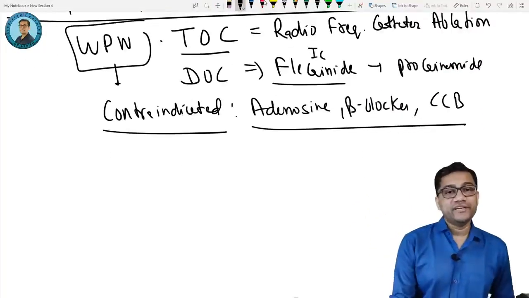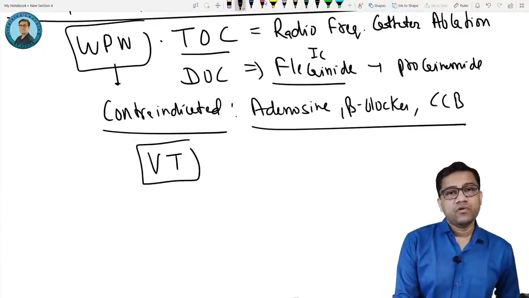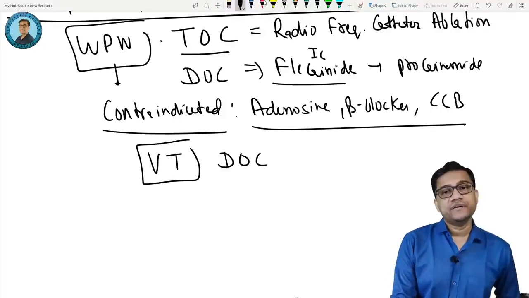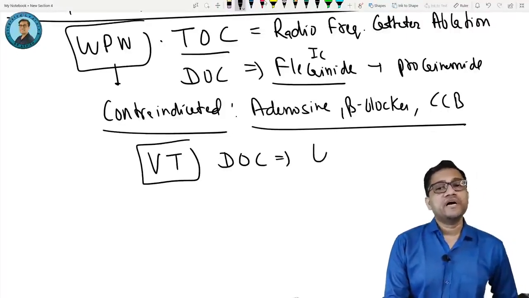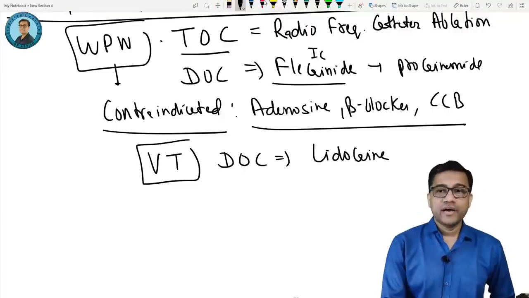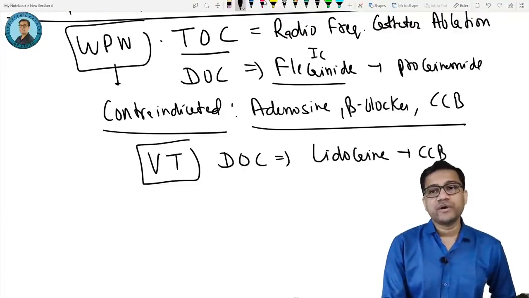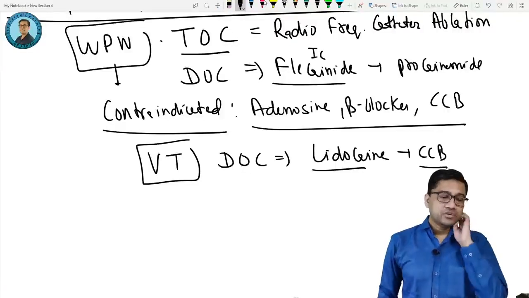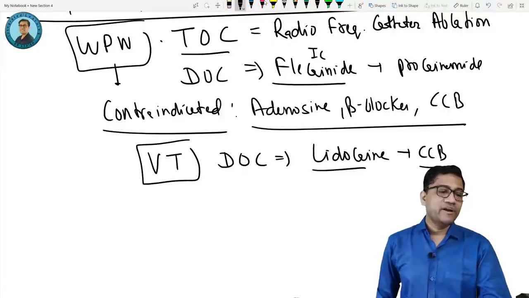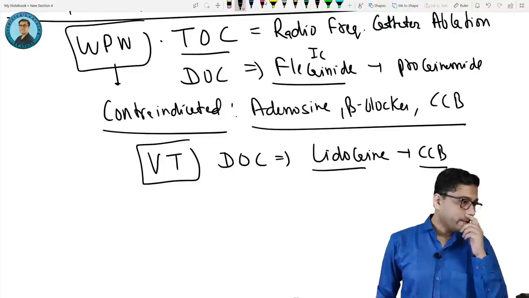And if you start getting ventricular tachycardia, VT, what is the drug of choice here? We prefer lidocaine. Otherwise, CCB can also be used, or amiodarone. So they can be used for which condition? Ventricular tachyarrhythmias. Are you clear now?